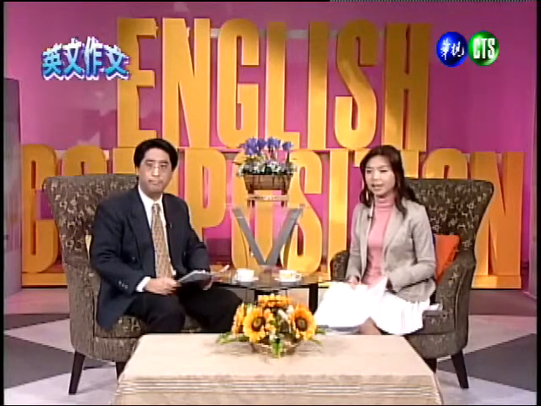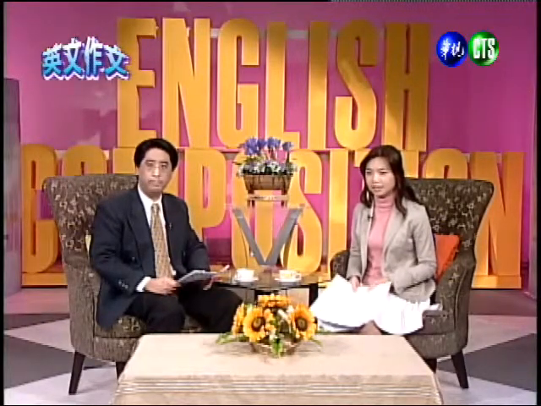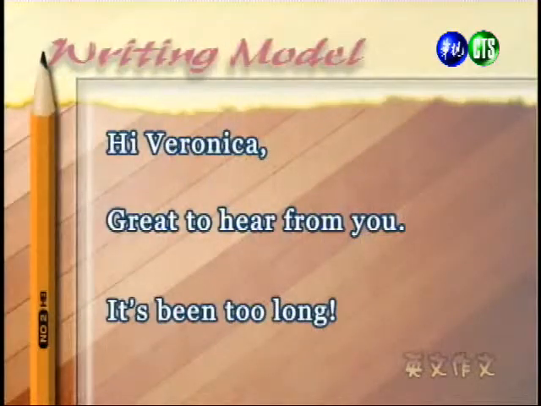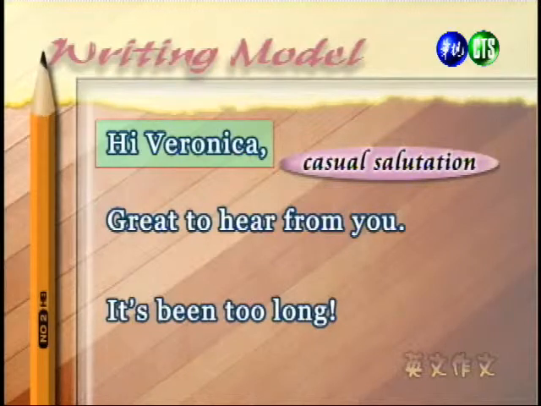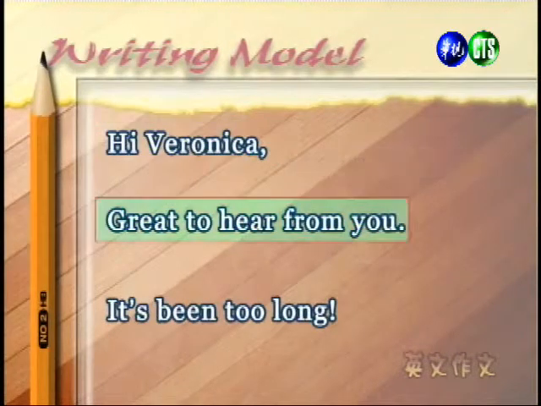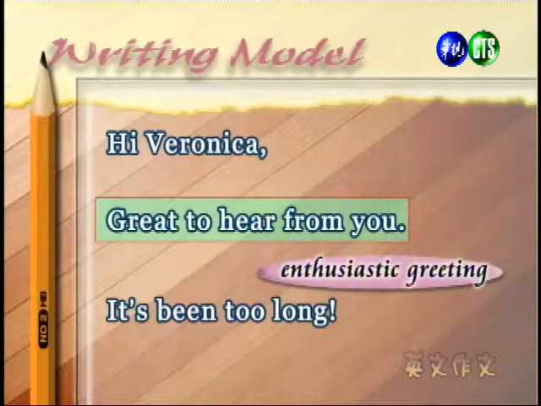Right, now let's go on and take a look at the reply that Betty wrote back to Veronica. 好，我们接下来来看看 Betty 回复给 Veronica 的信件是怎么样的。It begins, "Hi Veronica," and so you can see that Betty's letter begins with a casual salutation. 好，在信件的一开头，我们会看到他写说 Hi Veronica，这是一个不正式、很 casual 的招呼语。And the next line says, "Great to hear from you." 好，下一行他写到就是很高兴能够收到你的讯息。And so you can see here, this is a very enthusiastic greeting.